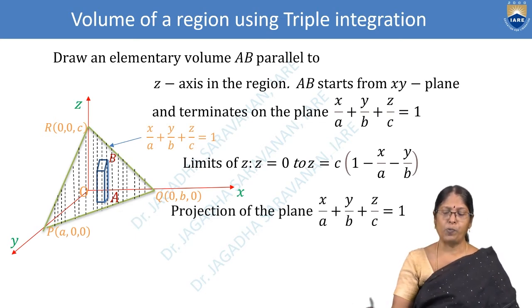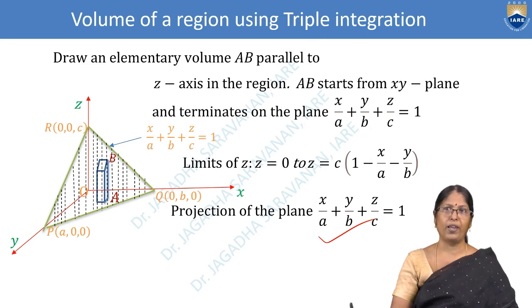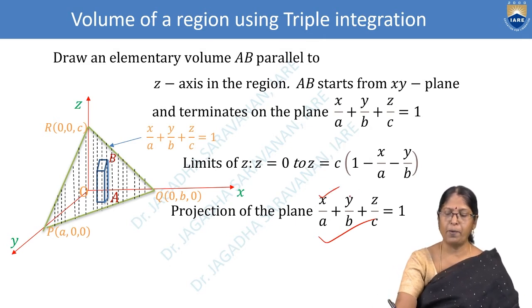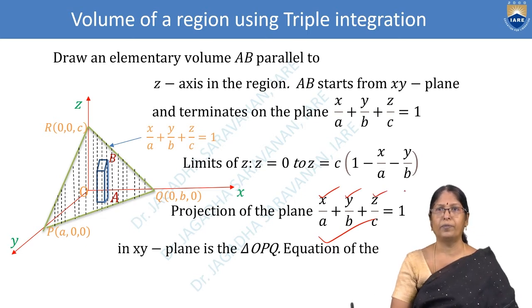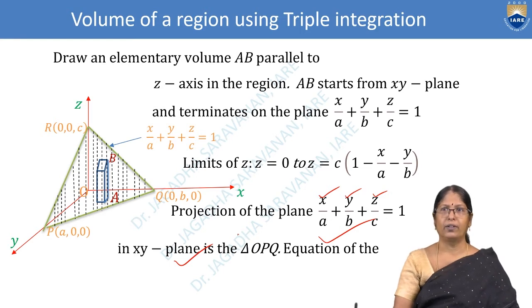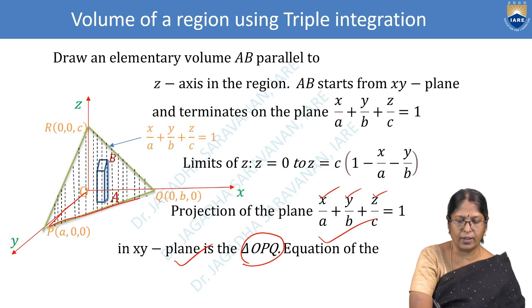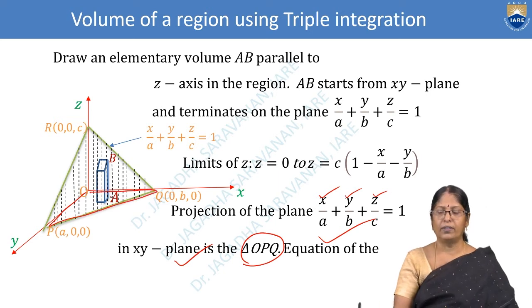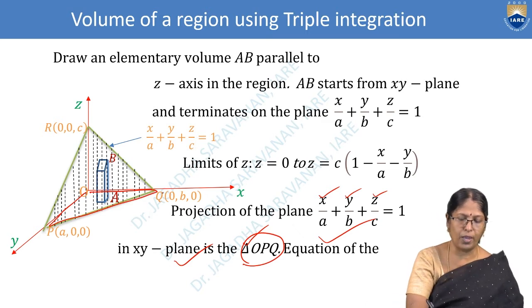Now the projection of the plane, that is a three-dimensional plane: x by a plus y by b plus z by c equal to 1. In the xy plane, that is, if you are taking the xy plane, this is a triangle. That's what we can see here, the triangle OPQ.